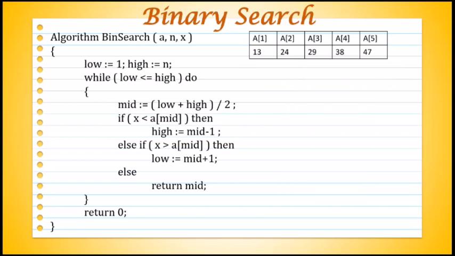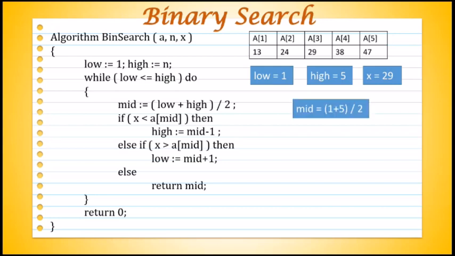Now we will take another searching element. Again the low and high will be the same, that is 1 and 5. And suppose the searching element is 29. First we will check the condition, that is, low should be less than or equal to high. So this condition is true. Now we will initialize the value of mid. So 1 plus 5 divided by 2, that will be 3.